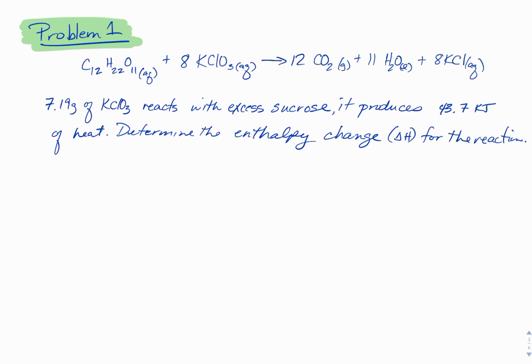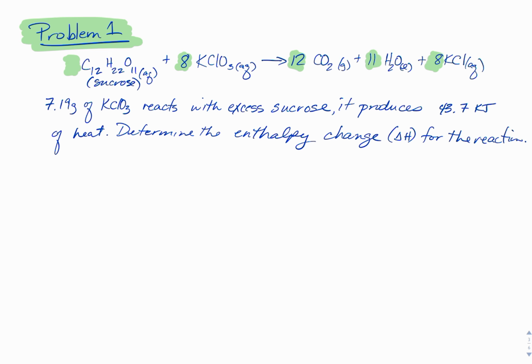It's a fairly long chemical reaction, and it has some pretty large coefficients to it. Let's keep in mind all of those coefficients. Essentially, you have this substance, sucrose, that reacts with potassium chlorate to produce carbon dioxide, water, and potassium chloride at a certain mole ratio.